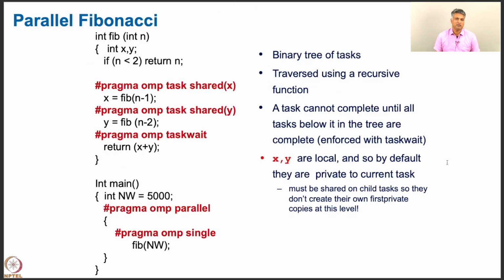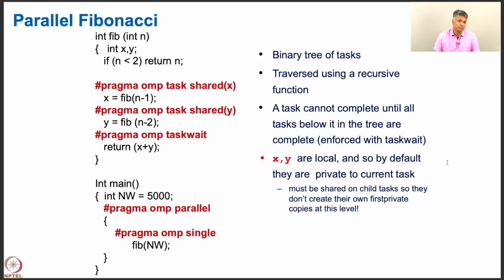Now, how do we implement this in parallel? Because there is recursion and because there is a lot of data dependence, we can make this into a binary tree of tasks. So, inside the function Fibonacci, we say #pragma omp task, where we have a shared value of x, and x is now calling the recursive function fib of n minus 1. Similarly, for the task of computing y, we have the shared variable y. And then we say that we need to have a taskwait for both x and y to be completely computed.